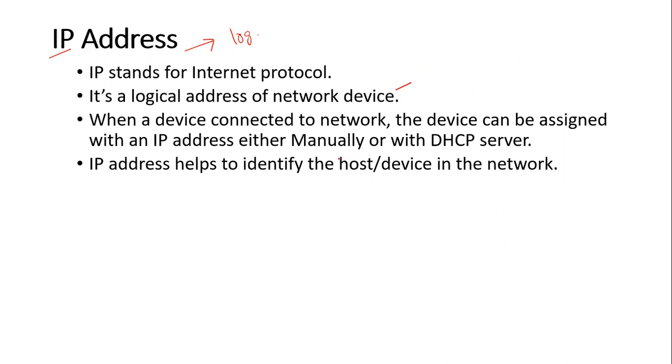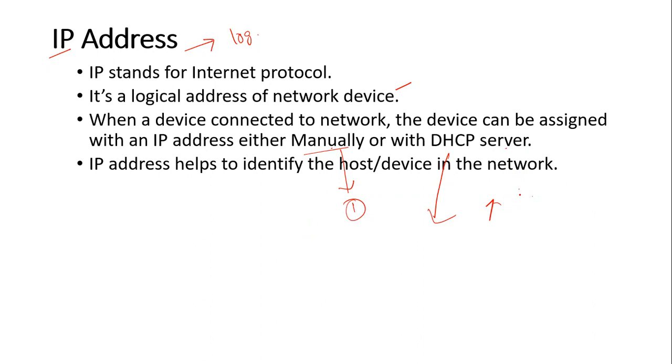Assigning of an IP address is done in two ways. One is manual and the other is DHCP. In case of manual, the network administrator has to assign an IP address to the device manually, from the pool of IP addresses. But in case of a DHCP server, whenever a host or network device connects to the network, DHCP provides an IP address to the network device.